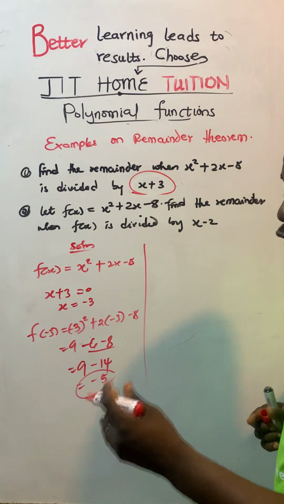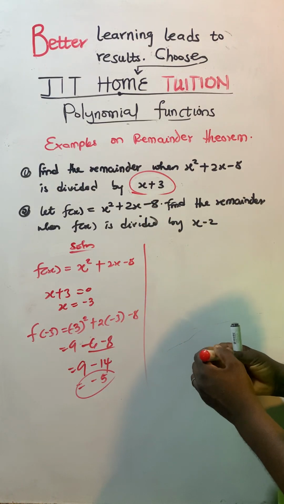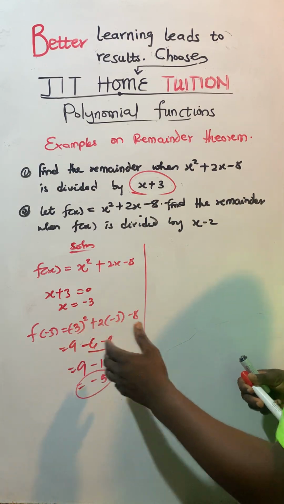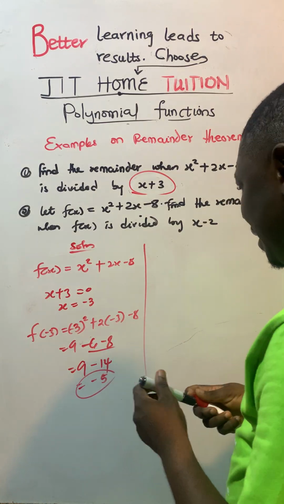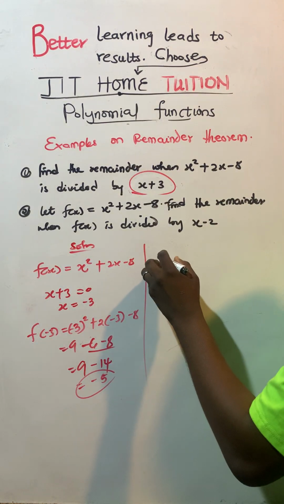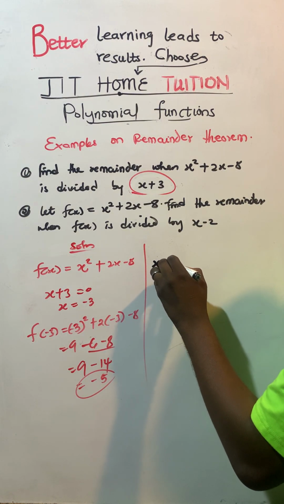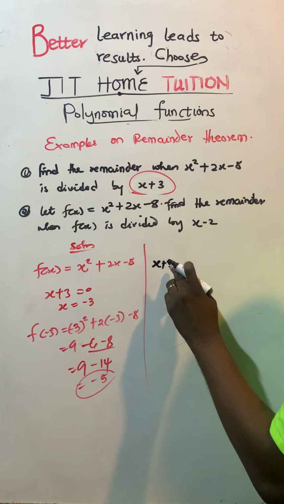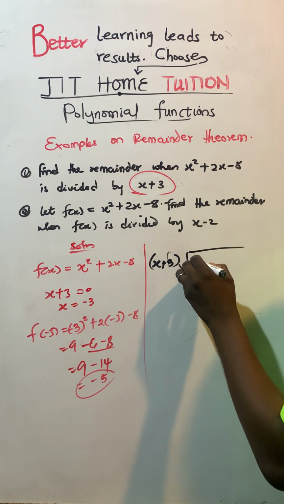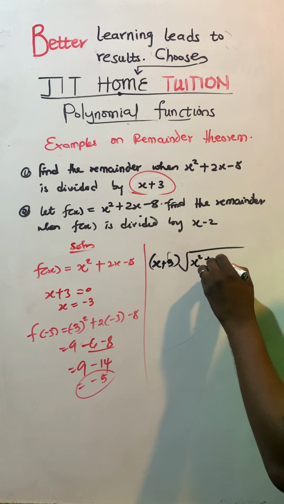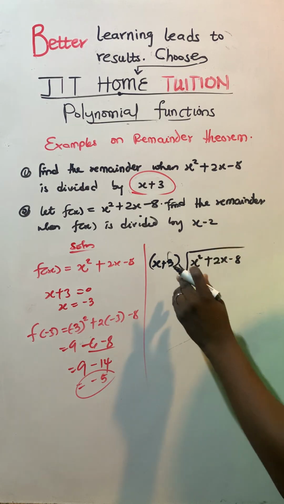Somebody may say, are you sure that when you go by the long division, you get the same answer? Yes, and that is why we are solving more examples for you to understand it well. So let's go by that one too. You have x plus 3 dividing x squared plus 2x minus 8.